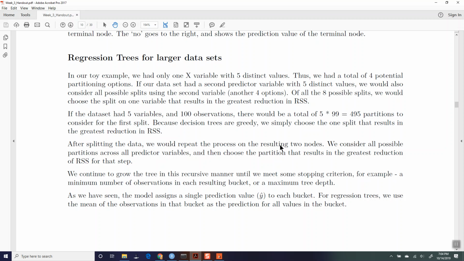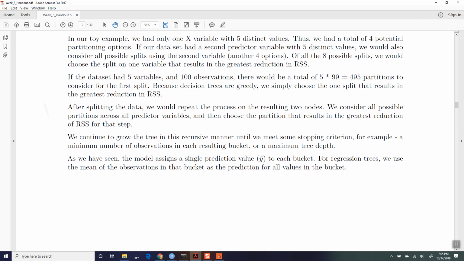So after the splitting, we repeat the process on the resulting 2 nodes. We consider all possible partitions across all possible predictors. Choose the partition that results in the greatest reduction in RSS, okay? And again, it's a greedy thing, so we just look at all of these and we say this one's the best, so we're going to go with that. Now, that might not result in the, quote, most optimal tree, okay? Because the most optimal tree ever might require us to look ahead and say, maybe we make a suboptimal choice so that we get an even better choice later down the road. I don't know. We don't have that right now, okay?